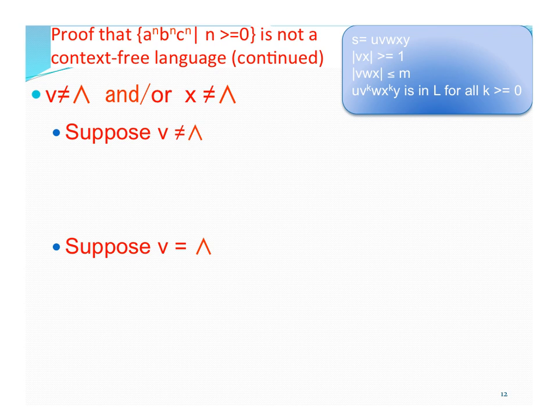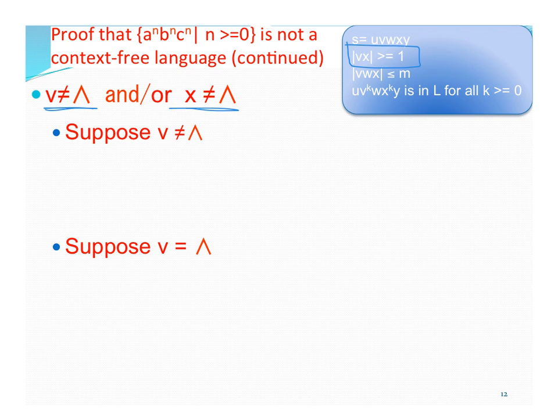So, here's what I've got in my proof so far, and I'm going to break it down. I can tell you for sure either v doesn't equal lambda, or x doesn't equal lambda, or maybe both of them don't equal lambda. How do I know that? Because when I squish them together, the length is greater than or equal to 1. So at least one of them is not lambda.